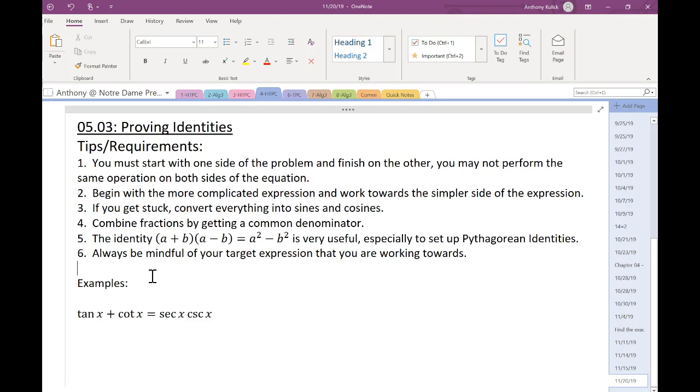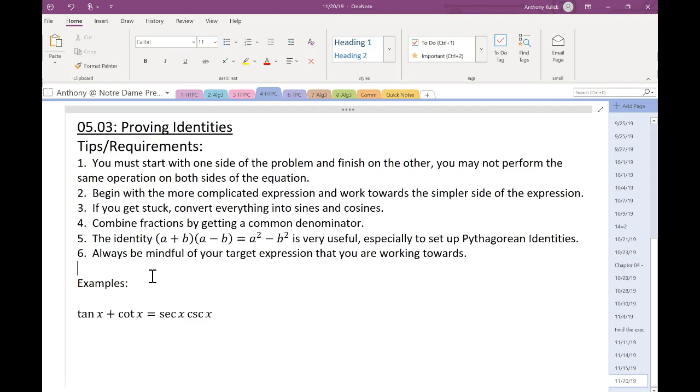Number 3, if you get stuck, convert everything into sines and cosines. So if you get to a point where you're like, boy, I don't know what to do, or I don't know how to start this, not a bad idea would be to just convert everything into sines and cosines. Number 4 says to combine fractions, we need to get a common denominator. So remember, to add fractions, you need to have a common denominator.